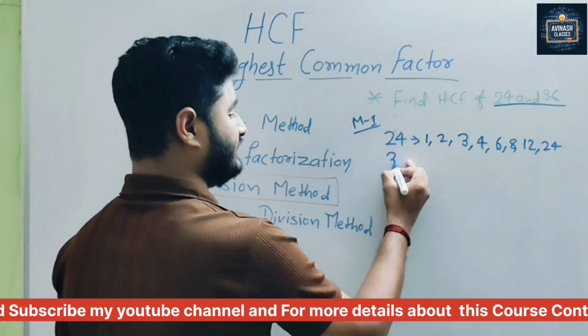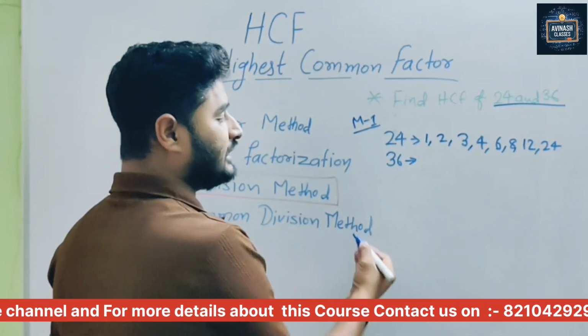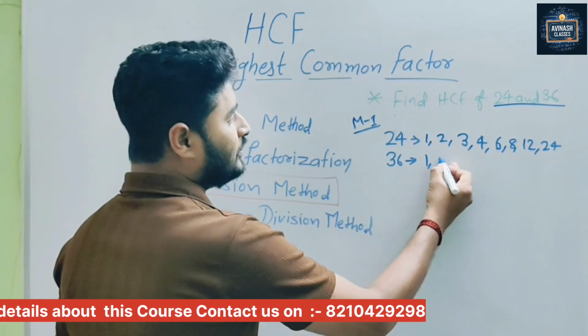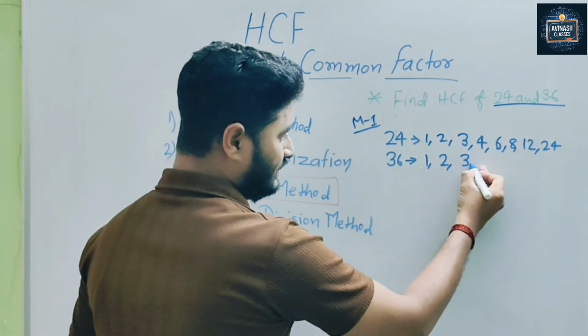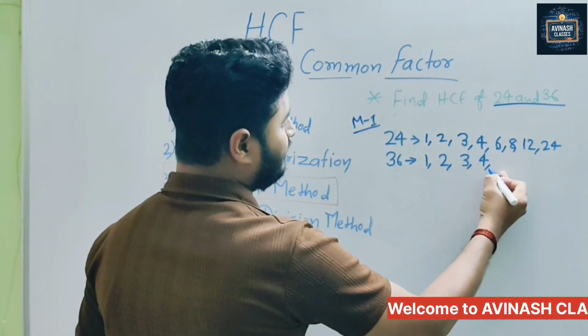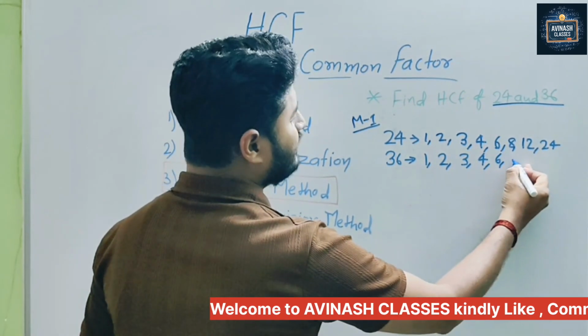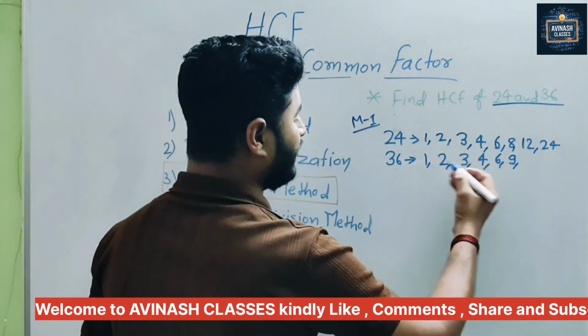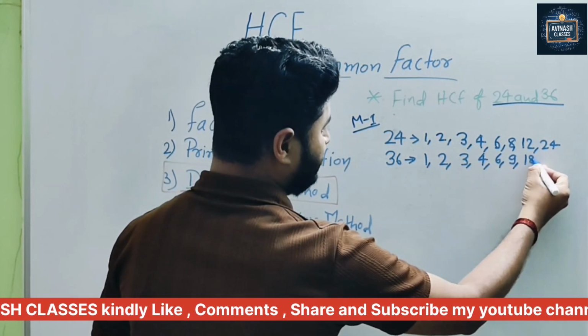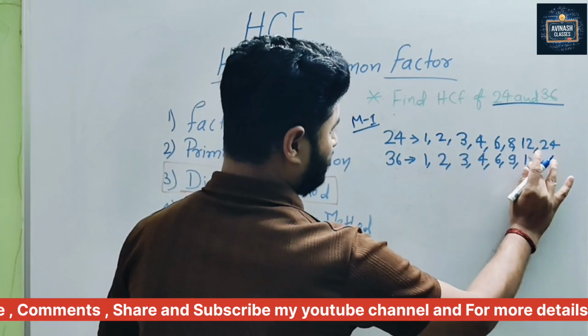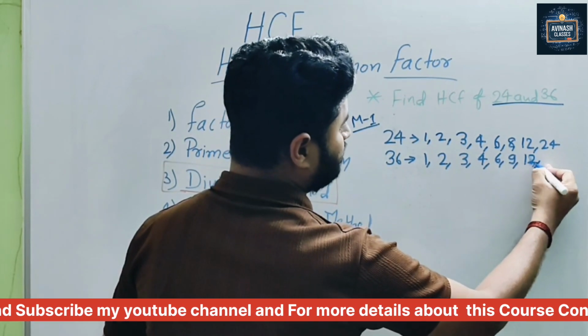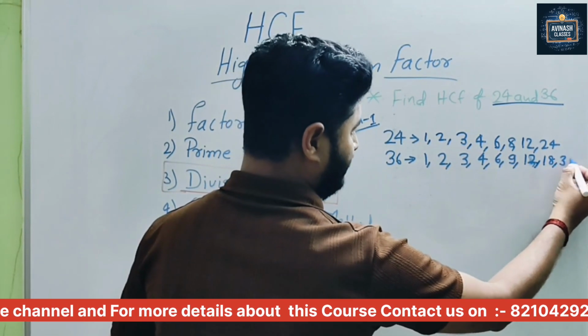Now 36. So 36 goes in which tables? Sir, 1 table, 2 table, 3 table, 4 table, 6 table, 9. After 9 what comes? 18 and 12 also. 12 also, 18 and 36.